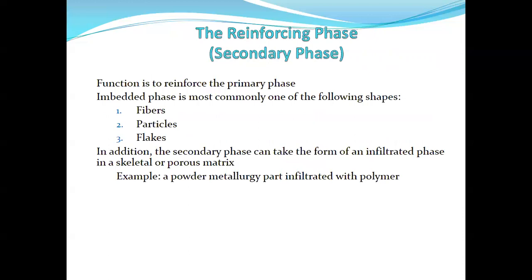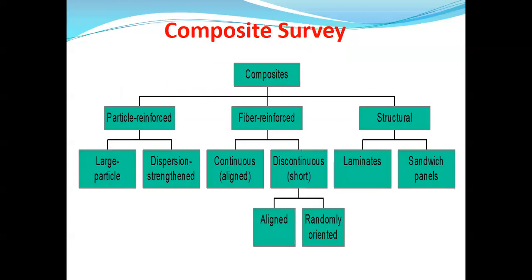The reinforcement phase, that is the secondary phase. The function is to reinforce the primary phase. The embedded phase is most commonly one of the following forms: fiber, particle, and flake. In addition, the secondary phase can take the form of an infiltration phase in a skeleton or porous material. Example: a powder metallurgy part infiltrated with polymer. This is a composite survey.